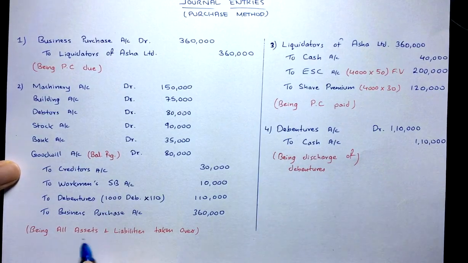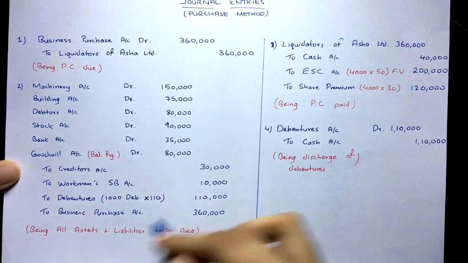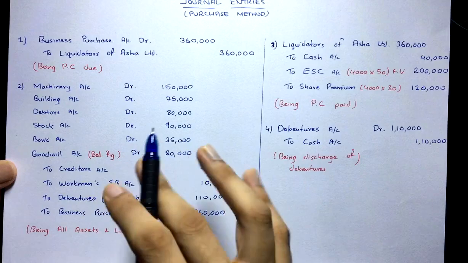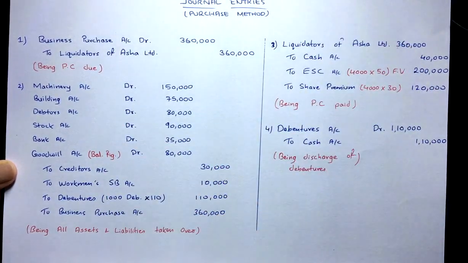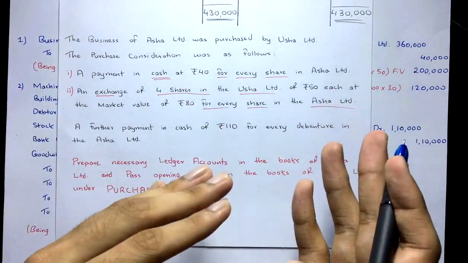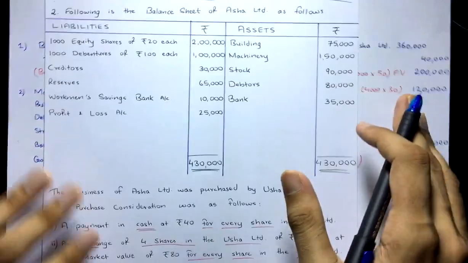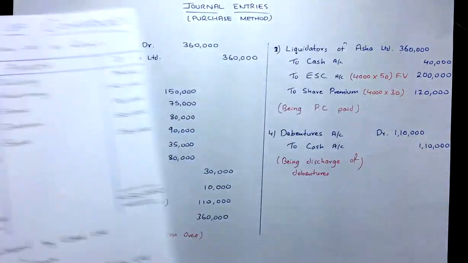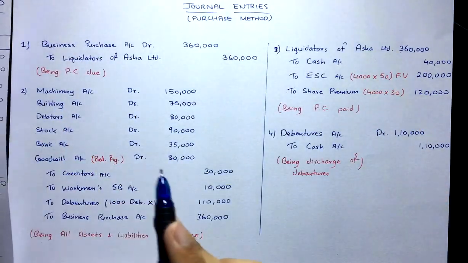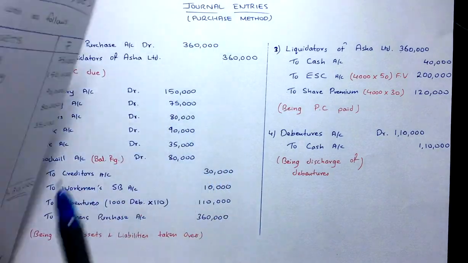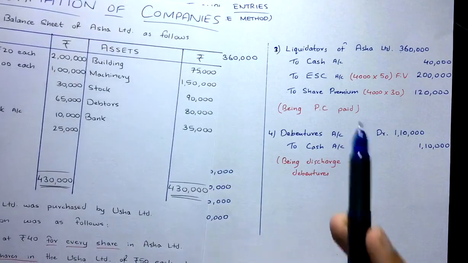See here, being all assets and liabilities taken over. This is the entry of taking over of all assets and liabilities. Whatever has been taken over by the transferee company, you have to take that here. Now in this problem, they haven't said anything about what is taken over, what is not taken over. So we assume everything in the balance sheet has been taken over. So all the assets you have to record. Machinery, building, stock, debtors, everything. Bank also. And which values are you going to take?